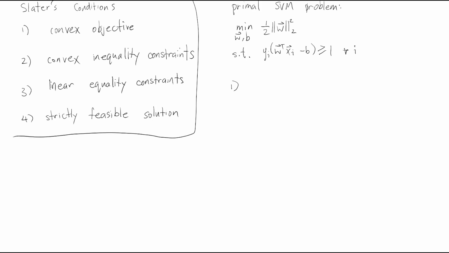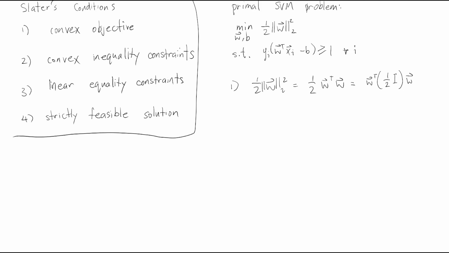So for 1, do we have a convex objective? Actually, this is the 2 norm, and all norms are actually convex. But if we really want to show that, we can say 1/2 times the 2 norm of W squared equals 1/2 W transpose W, which equals W transpose times 1/2 times identity times W, right? I can always put in an identity.